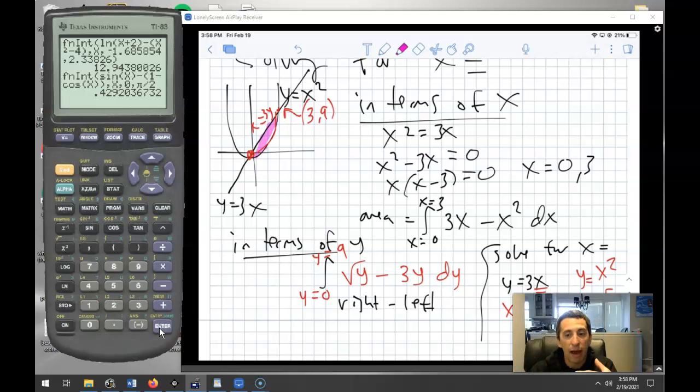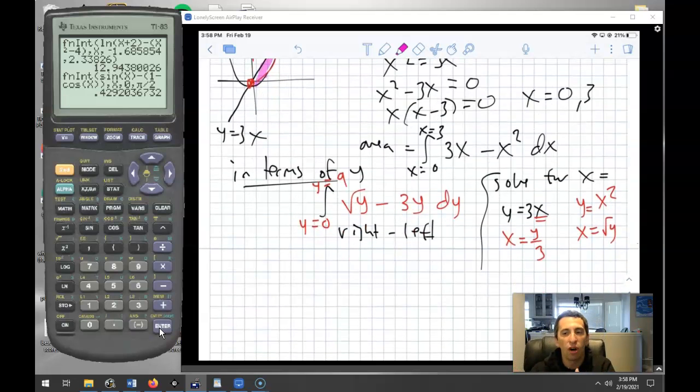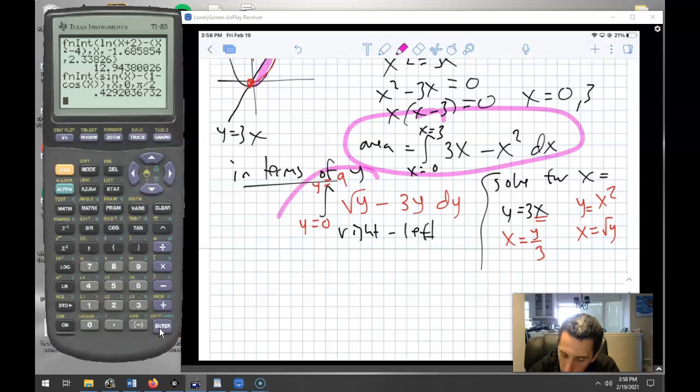Now again, both of these will give you the same answer. But this is a powerful tool, this idea of how do we solve for x equals, just by taking the equation and isolating x. This area, this integral, will give you the exact same answer as that integral. Now, this problem is obviously less work to do in terms of x, but we're going to see one in a minute that we could do in terms of y that's much easier.